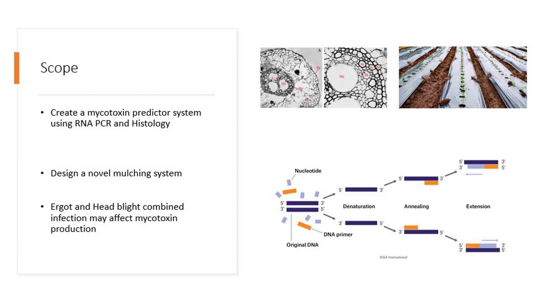PCR is a technique that can be used to detect RNA expression, and histological analysis can be used to take a portion of infected crop material and estimate the stage of infection. Combined, they can potentially be used to estimate the current mycotoxin levels within the crop. The next goal is to design a novel mulching system to manipulate the environment of the soil, creating an environment that inhibits mycotoxin production whilst maintaining the soil microbiome.